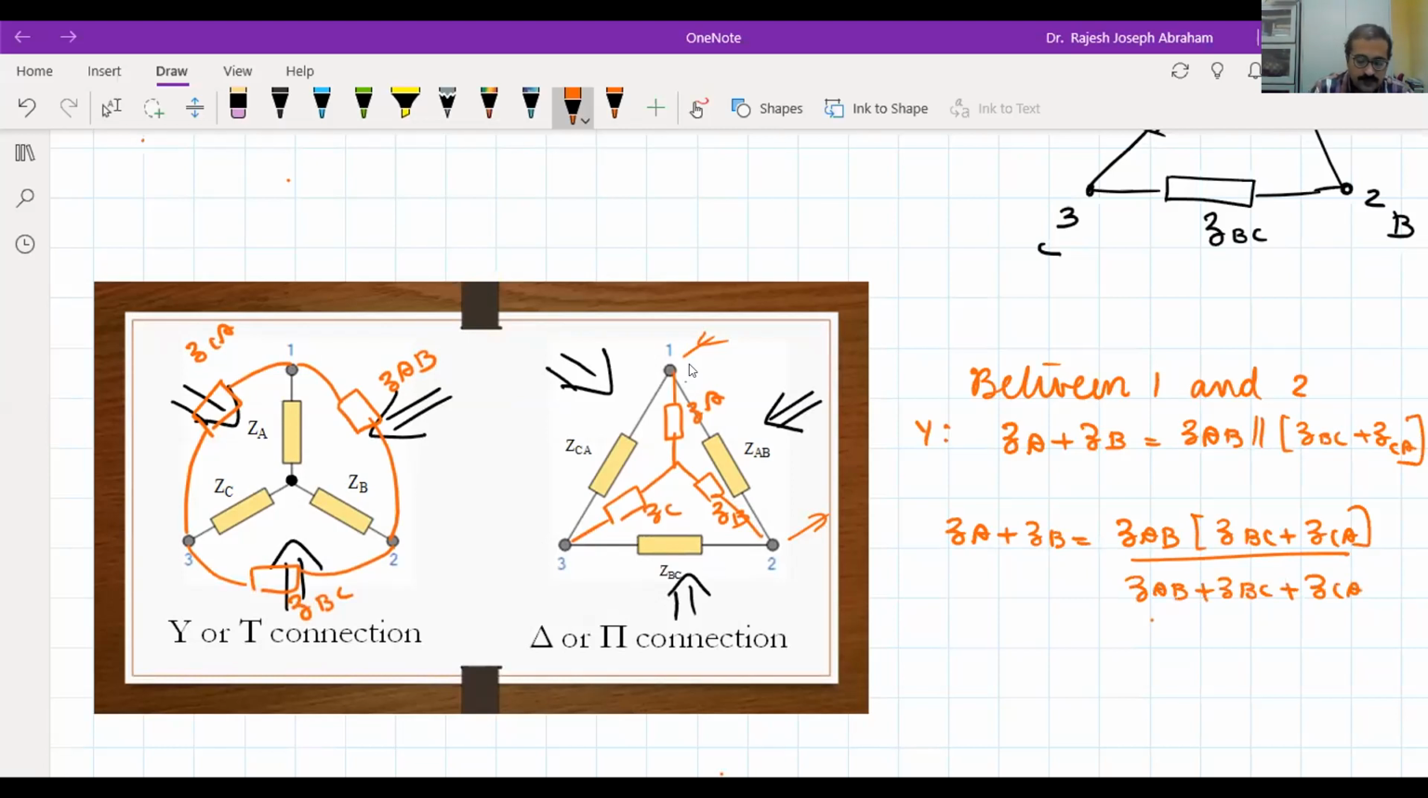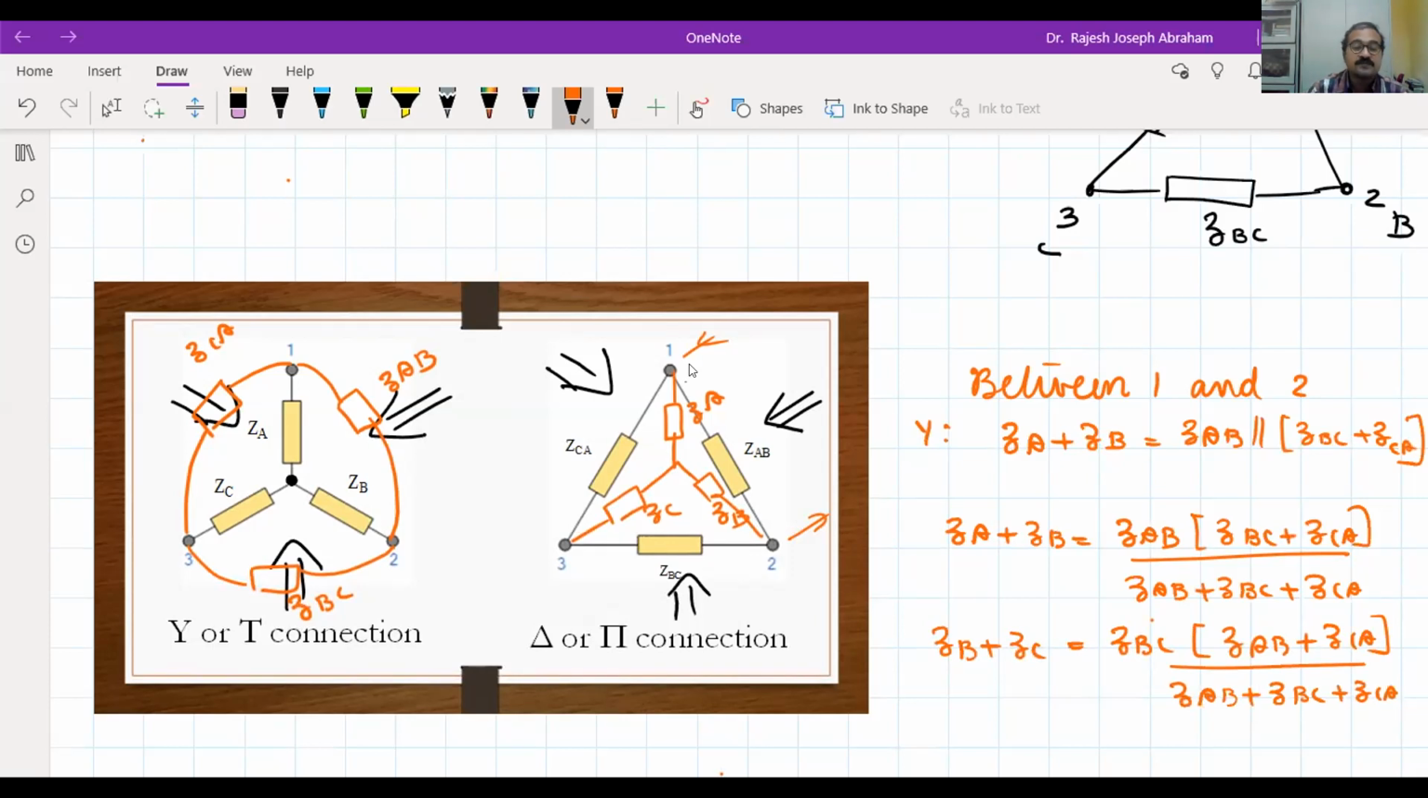Similarly, between 2 and 3, what will be the equivalent impedance here? ZB plus ZC. And what will be the equivalent impedance as seen from terminals 2 and 3 in delta? Assume current is entering at point 2 and leaving at point 3. Then it will split into two. One will flow through ZBC, the other will flow through ZAB plus ZCA. Means ZBC and ZAB plus ZCA are in parallel. So straight away we can write it will be ZBC into ZAB plus ZCA divided by ZAB plus ZBC plus ZCA.